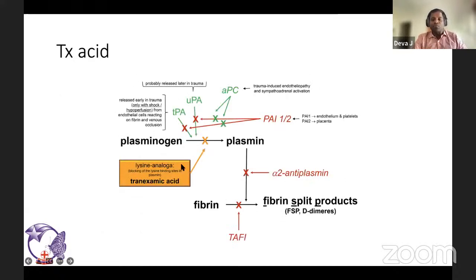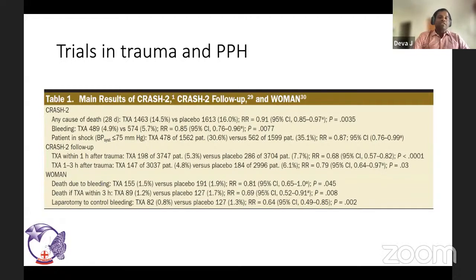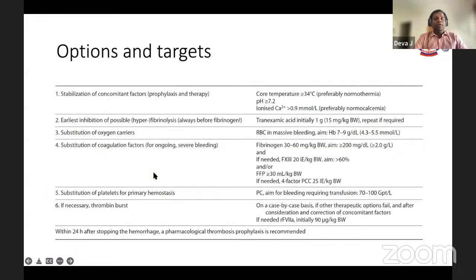How does tranexamic acid work? It prevents the conversion of plasminogen to plasmin. Plasmin is important for fibrinolysis. So basically, it's an anti-fibrinolytic by preventing the conversion of plasminogen to plasmin. And these are the 3 trials that one would want to read about: CRASH-2 in traumatic brain injury, CRASH-2 follow-up, and the WOMAN trial. I'm sure all the anesthetists will know, for postpartum hemorrhage, tranexamic acid is very useful, right?